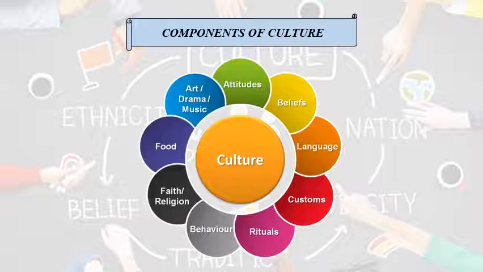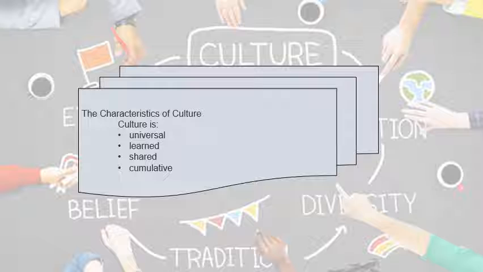Now, the components of culture, as we already told, it includes the attitudes of that group of people, their beliefs, the languages they speak, the customs, rituals, the behavior of the people of that group, their faith and religious beliefs, their food, the art, drama, and music of that particular group. All these things are the components of the culture of a particular population.